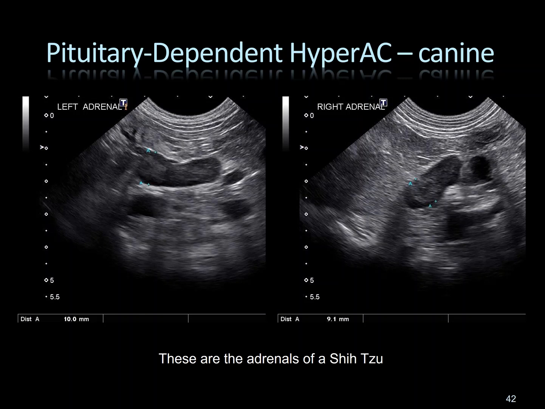Another case, this is a Shih Tzu. You're looking at the measurements of the cranial pole on both of these, left adrenal gland, right adrenal gland, 10 millimeters, 9.1 millimeters. Even for a big dog, that would be kind of pushing it for size. It's probably getting too big. Certainly for a small dog, those are definitely too big. So again, uniform involvement and bilateral. So this was pituitary-dependent Cushing's.